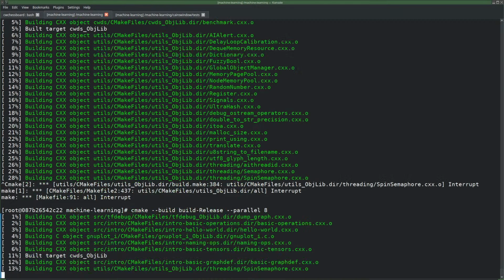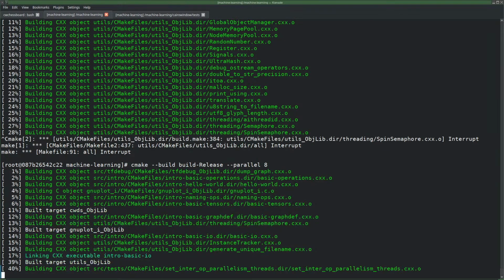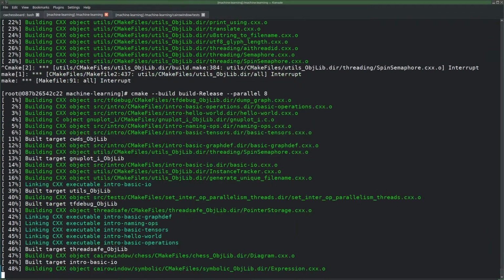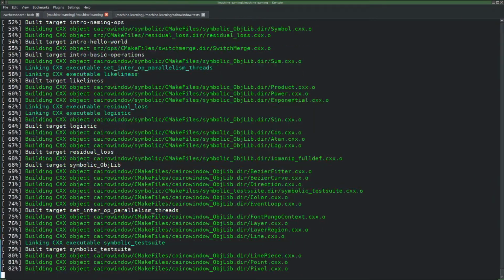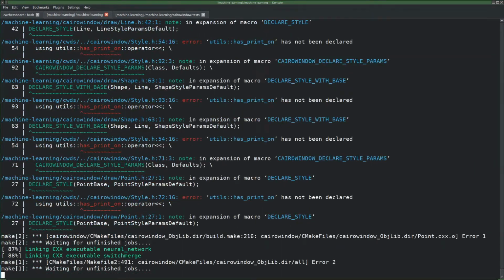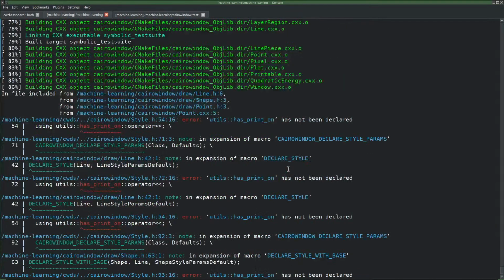Parallel 8. Let's speed it up a little bit. Still not really much faster, is it? Yeah, that's the same error that Luxit did run into. Yeah, well, okay, I have to fix it.